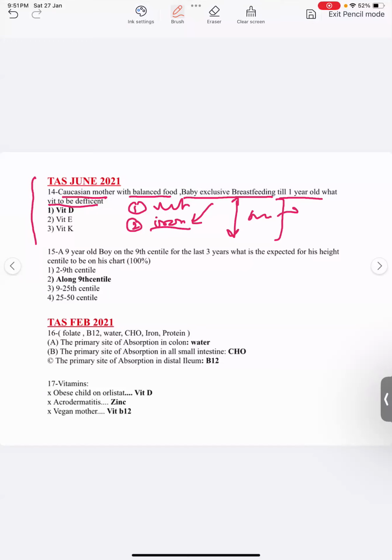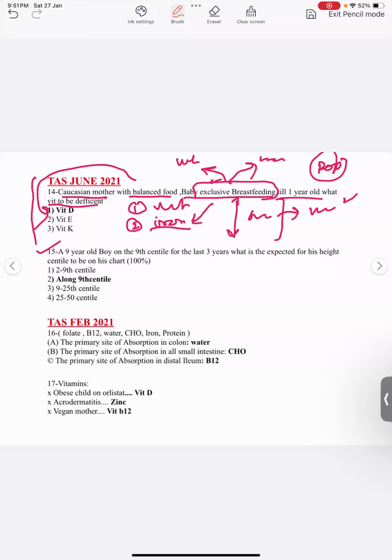So, what advice will we give to the mother? We will ask her to start complementary feeding with iron-rich food. This was one of your questions in your FOB calls. So please do remember mother's milk is deficient in vitamin D and iron after 6 months. Whenever they talk to you about exclusive breastfeeding and deficiency, you should think of deficiency of two things: number one is vitamin D and number two is iron, right? Okay, this question we have discussed.